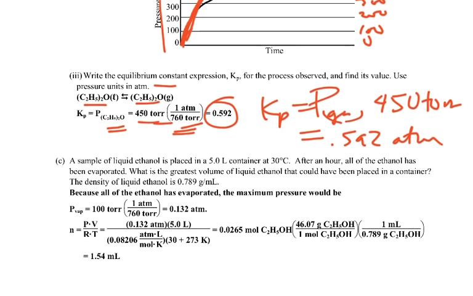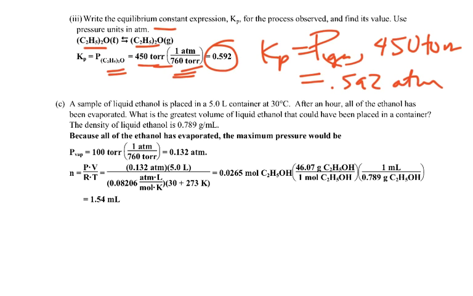Okay, a sample of liquid ethanol is placed in a 5-liter container at 30 degrees. After an hour, all of the ethanol has evaporated. What's the greatest volume of liquid ethanol that could have been placed in the container? So we want the amount that would just completely saturate that 5 liters at 30 degrees, which we're going to change to Kelvin. So that's going to be 303 Kelvin. If we had any more, we would have some liquid left over. The density of the liquid is 0.789.